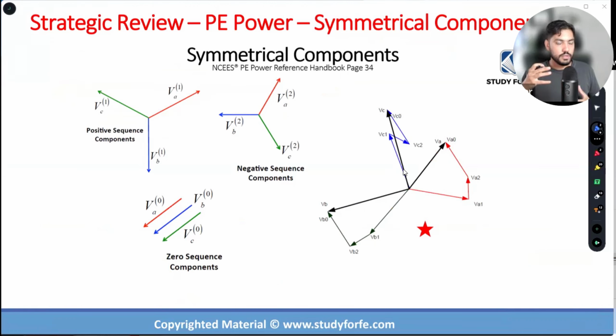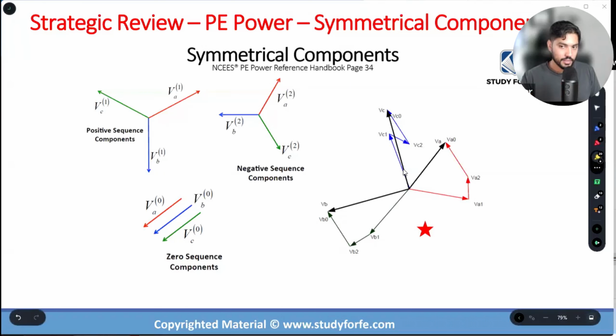symmetrical components. The need for symmetrical components stems from the fact that if you're dealing with an unbalanced three-phase system, where the magnitudes are not lining up and the phase differences are not 120 degrees, your typical equations will not work directly, right? So what we do is that we take unbalanced systems.